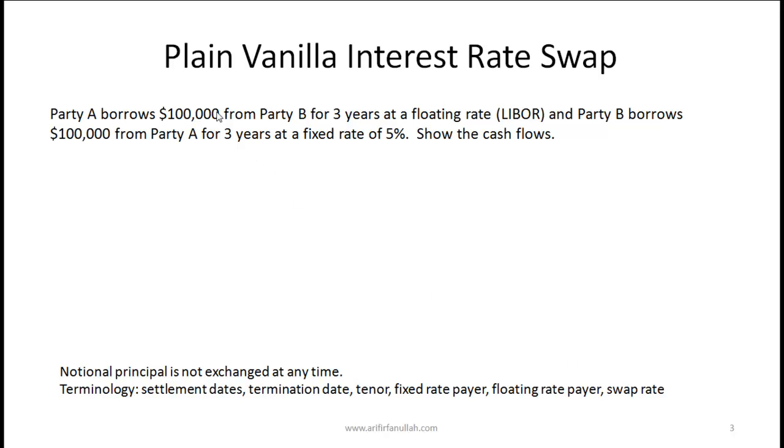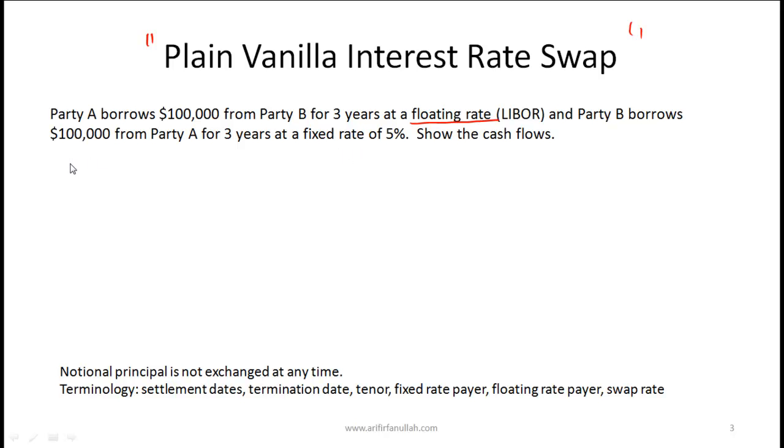Okay, the most basic kind of swap, and that's why it's named this, is the plain vanilla interest rate swap, and I'll explain this through a very simple example. Party A borrows $100,000 from Party B for 3 years at a floating rate, and Party B borrows $100,000 from A for 3 years at a fixed rate. So each party is going to give a series of cash flows to the other party, and essentially there is a swap of cash flows taking place. So we need to figure out who owes whom how much.